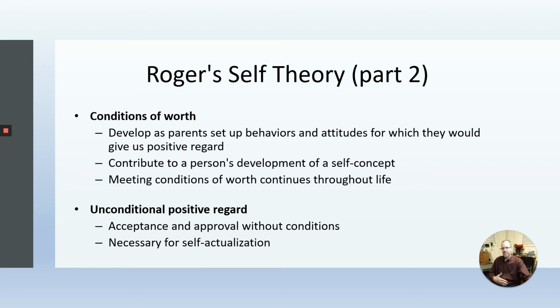Just to continue, this should say Rogers' self-theory, part 2: contingent conditions of worth, unconditional positive regard. So conditions of worth develop as parents set up behaviors and attitudes for which they would give us positive regard, which, on Rogers, is what we're looking for. Should we say positive reinforcement? I mean, do we like that? Do we want somebody to give us some type of measurement when we're doing well, when we're exceeding what's expected? We don't want to hear that we're coming up short. But sometimes we do, so that we can say, okay, I get it, I'm coming up short. What do I have to do to get here? What do I have to do to exceed that? I just don't want to be average.